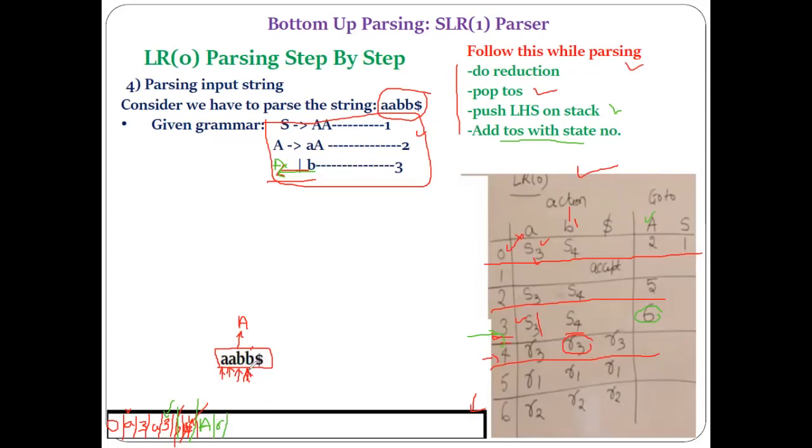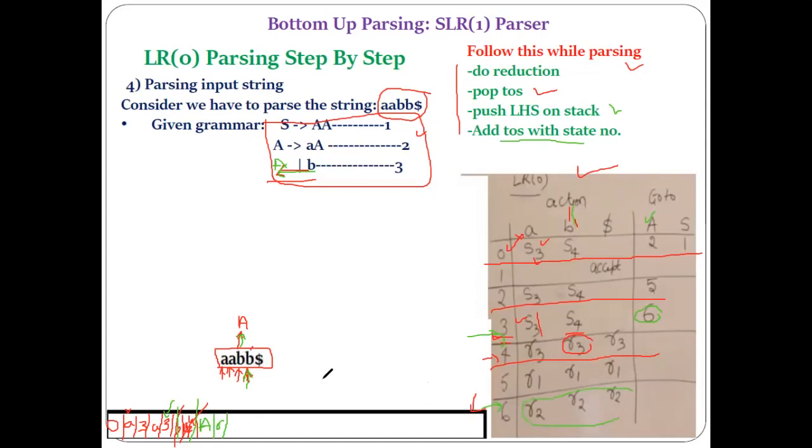Our input pointer was at this point. Whenever we perform a reduction, you don't reduce the symbol currently pointed to by the input pointer, but you reduce its previous symbol. That is the reason here we have reduced its previous symbol, terminal B. Now continue: 6 on terminal B. What is the top of the stack? 6. So we have to see what 6 on terminal B is. It is a reduction movement, so again you have to perform the reduction.